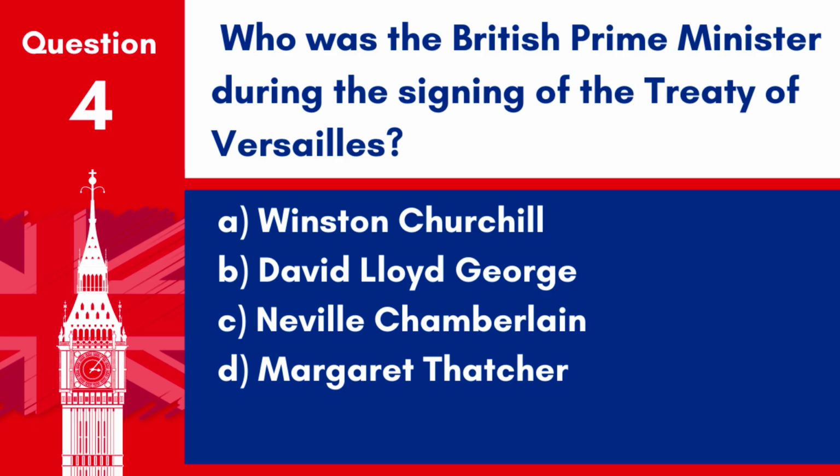Question 4. Who was the British Prime Minister during the signing of the Treaty of Versailles? A. Winston Churchill. B. David Lloyd George. C. Neville Chamberlain. D. Margaret Thatcher. Answer: B. David Lloyd George. He was the Prime Minister during the signing of the Treaty of Versailles in 1919.